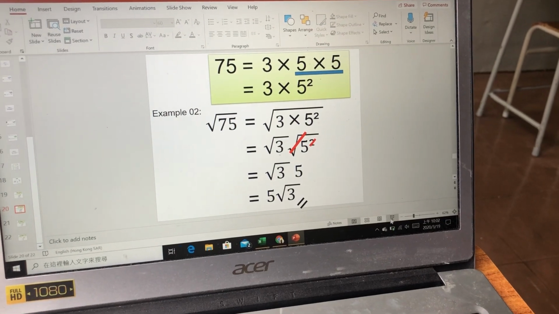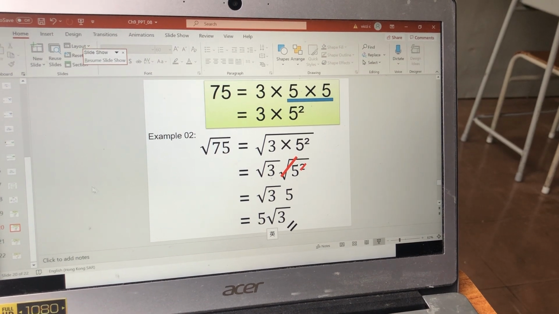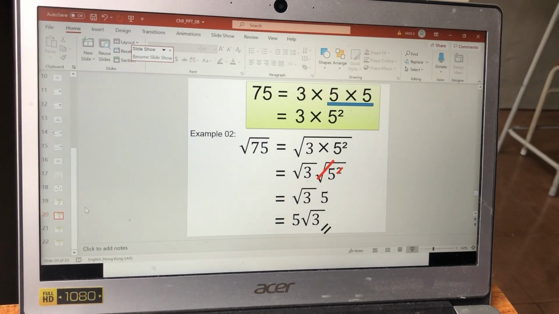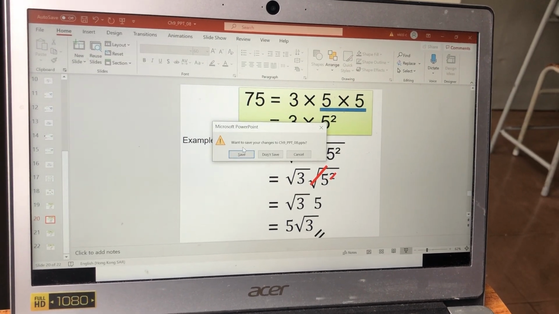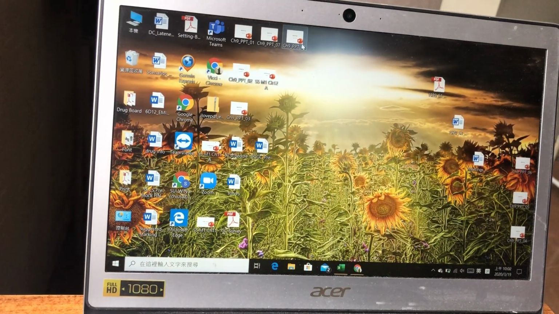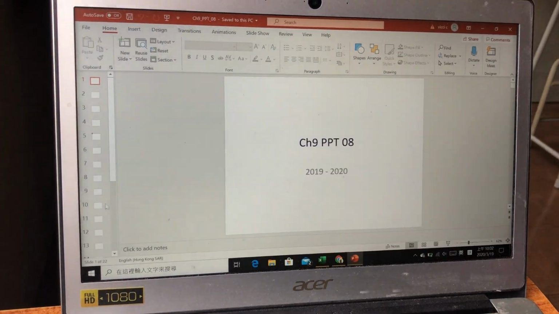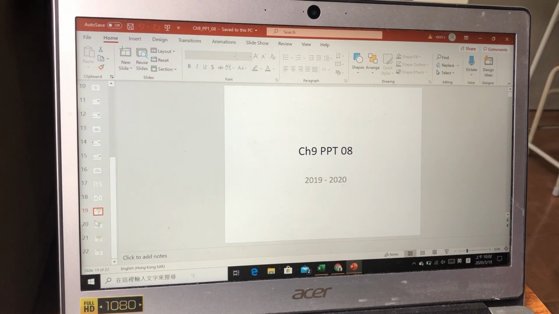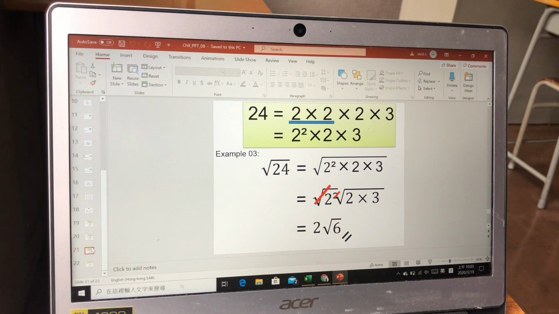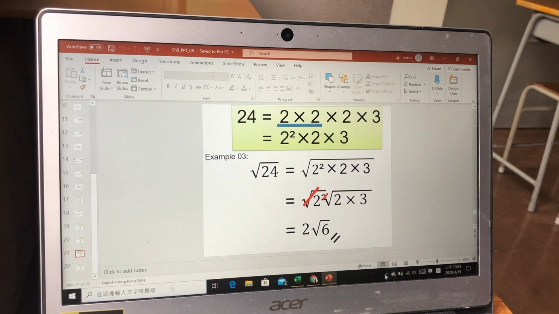Now, I know that you need more examples, so let's continue. Look at the next one. Oh, what's going on? How come? I have to start over. Go back to 75. Done. What about this? Okay, let's do this one.